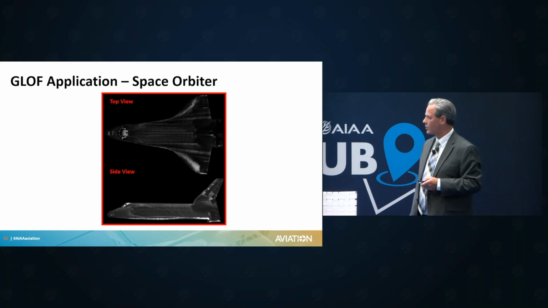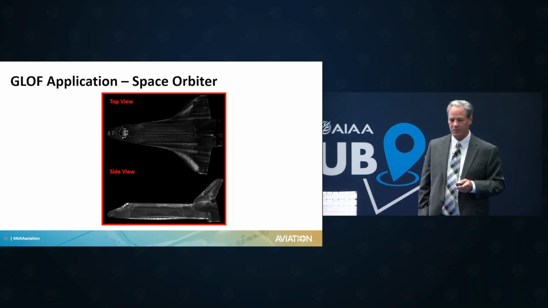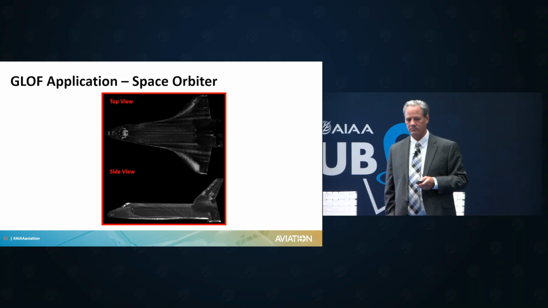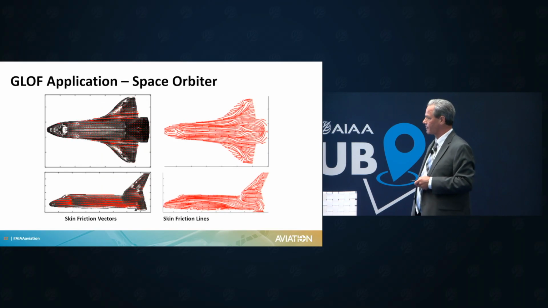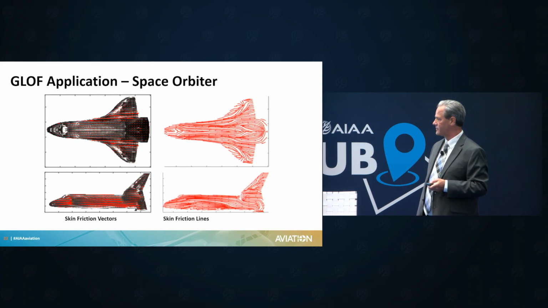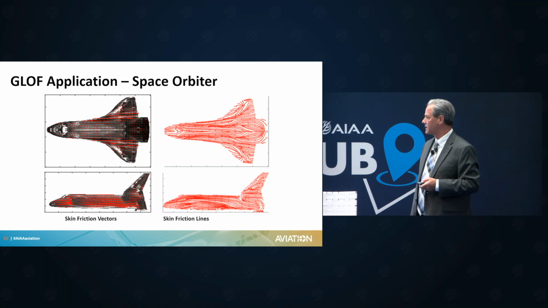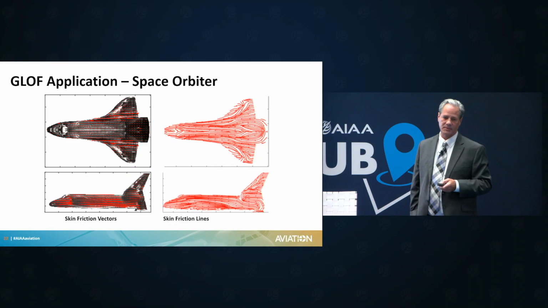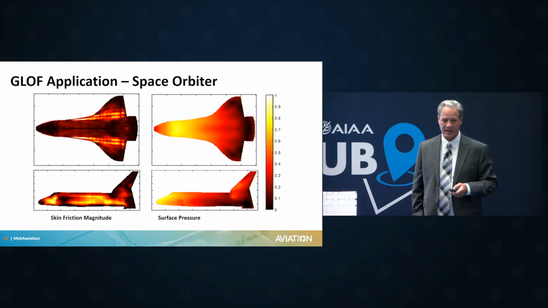Again, this is oil quenching, so this is an increase in luminosity proportional to a decrease in skin friction and pressure. And then we're able to extract skin friction vectors and skin friction lines. So we're able to look at the reattachment and the detachment of the flow. And again, skin friction magnitude and surface pressure calculations.